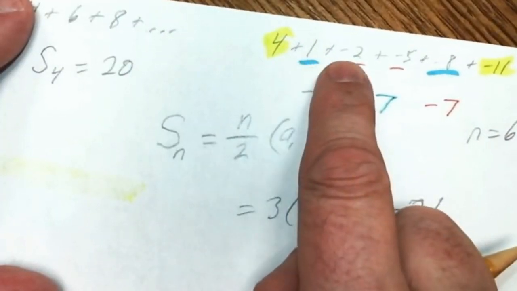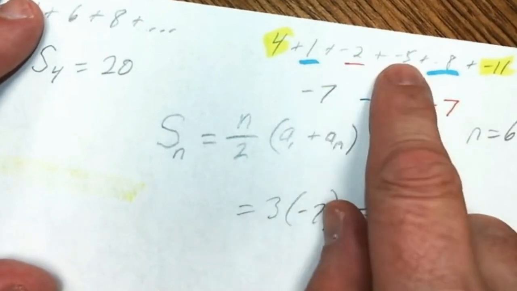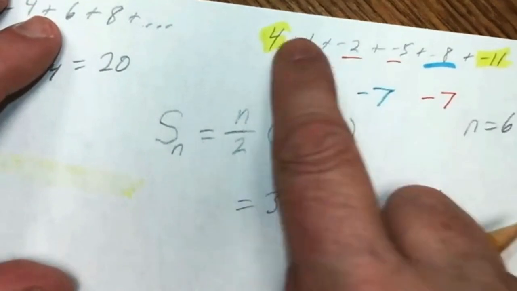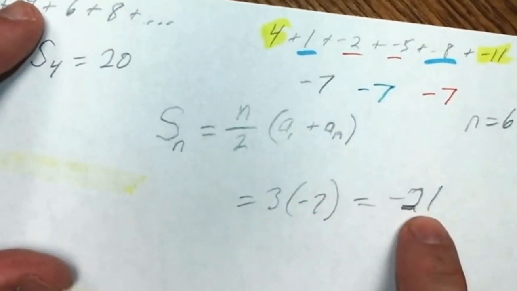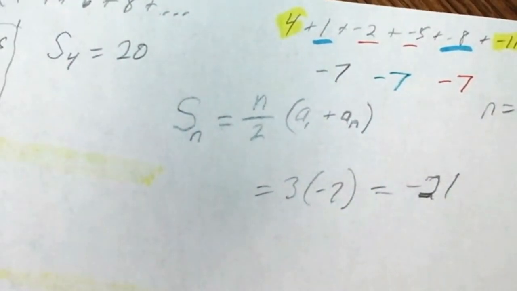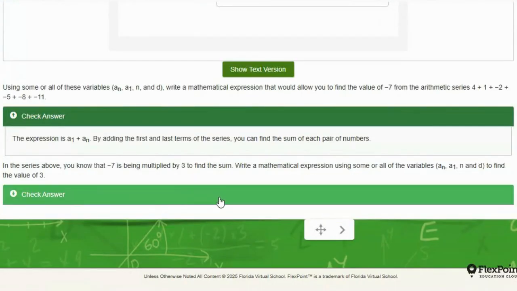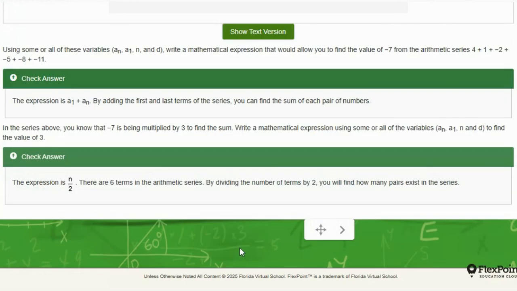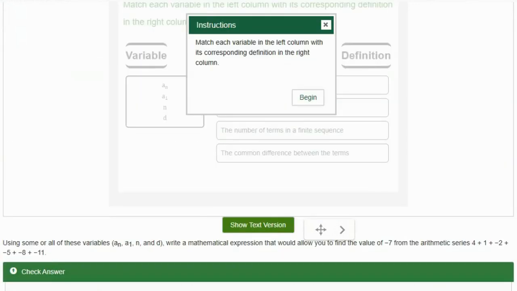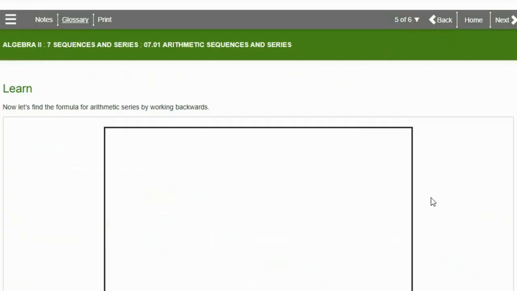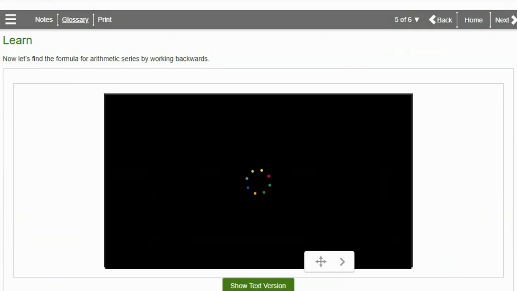So is that what this adds up to? 4 plus 1 is 5. 5 plus negative 2 is 3. 3 plus negative 5 is negative 2, negative 7, negative 15, negative 21. Yeah, these do add up to negative 21. So we might have just derived our formula from that. N divided by 2. It gives us the last page here. Find the formula by working it backwards.